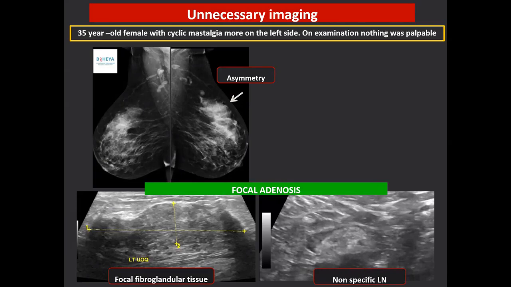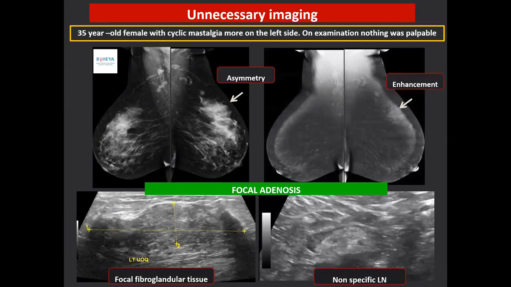When she went back to her clinician, he insisted on performing a contrast mammogram, and because focal adenosis is condensed fibroglandular tissue, sometimes it shows subtle enhancement on contrast mammography. And this was the case. She had the subtle enhancement. And when the clinician saw this, he insisted on performing a biopsy, and the biopsy came back again with focal adenotic tissue. Sometimes patients with mastalgia should be imaged.